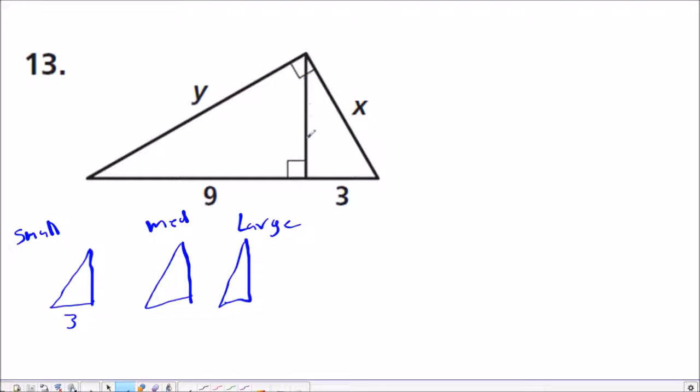Where's the medium side at? Medium side looks right there. I don't know what it is. It's not labeled, so I'm not going to write anything. I'm going to look for the longest side, the hypotenuse, and here it is. That's x. Okay, it's not helpful yet. It's going to be helpful in a minute.